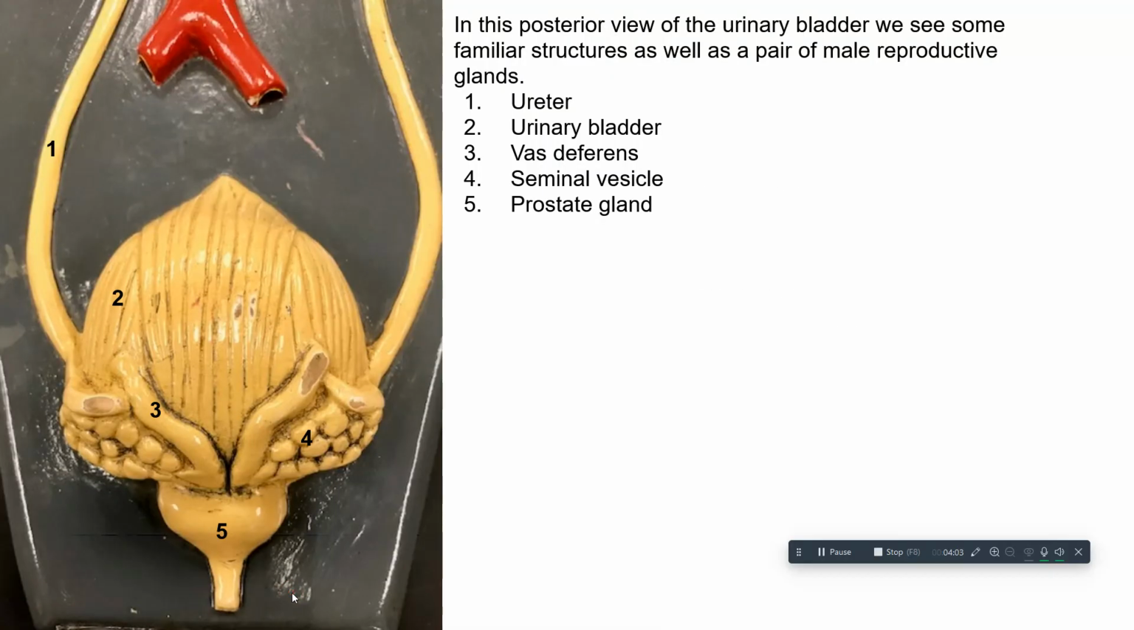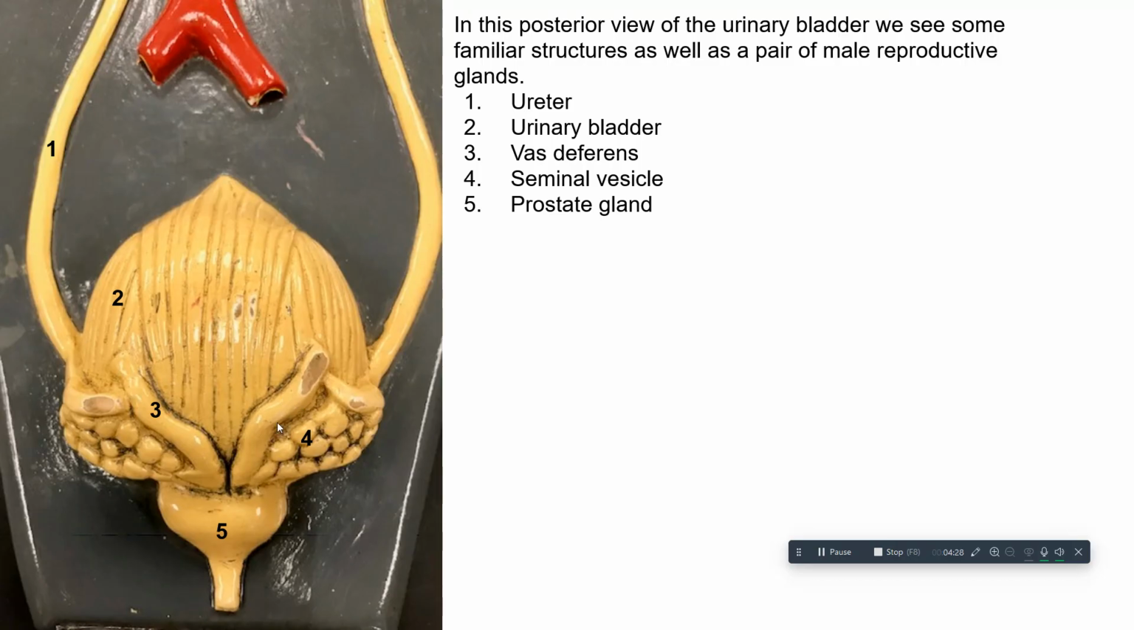We got the same model, just jump down to the urinary bladder. We see the ureter. Here's the bladder itself. Here's the prostate gland. Here's the urethra. This is a boy again because we got prostate gland. We also see some other male reproductive structures. This is a seminal vesicle here, and this is a vas deferens.